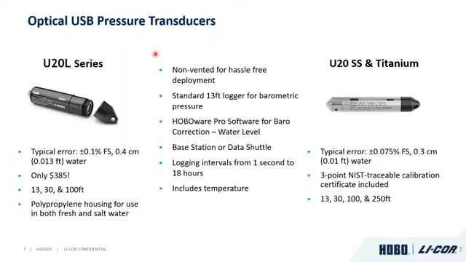The U20s, which have been around for an extended period of time, are the tried and true. These are a little bit thinner of a unit, with a little bit better accuracy and response time, and they also come with a 3-point NIST traceable calibration certificate, and they have a greater depth option at 250 feet. Again, both great solutions for long-term monitoring.